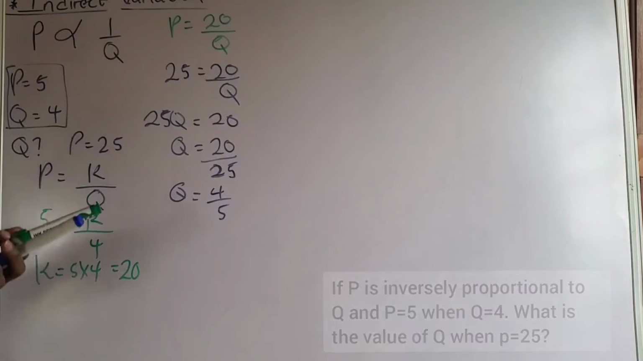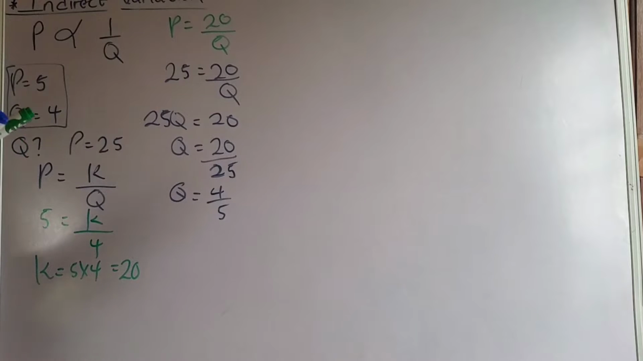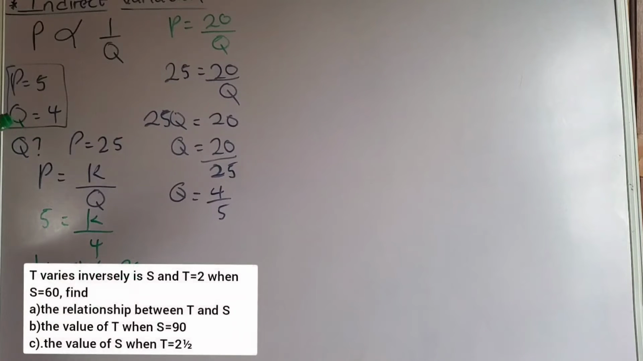Okay, now let's move to the next question. T varies inversely as 1 over S, and T is 2 when S is 60. Find A, the relationship between T and S; B, the value of T when S is 90; C, the value of S when T is 2.5. Okay, let's solve that question.